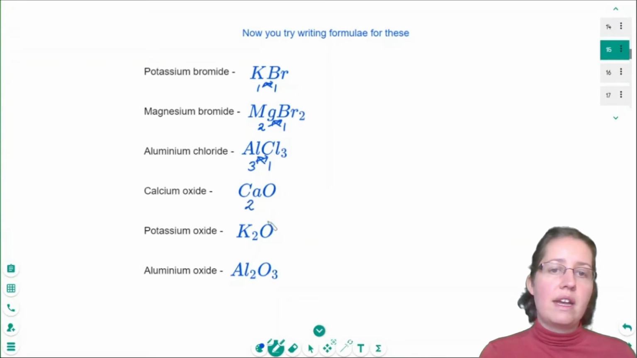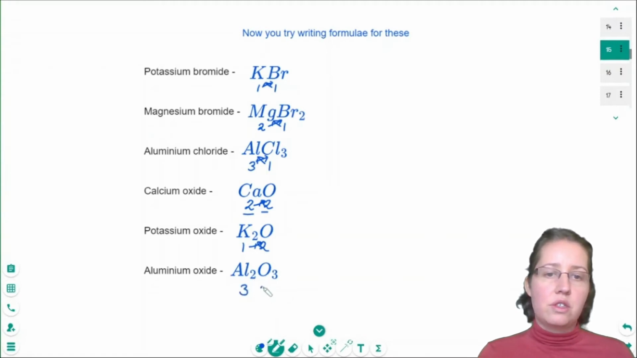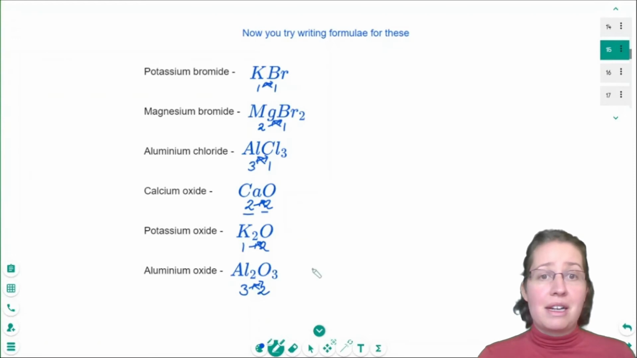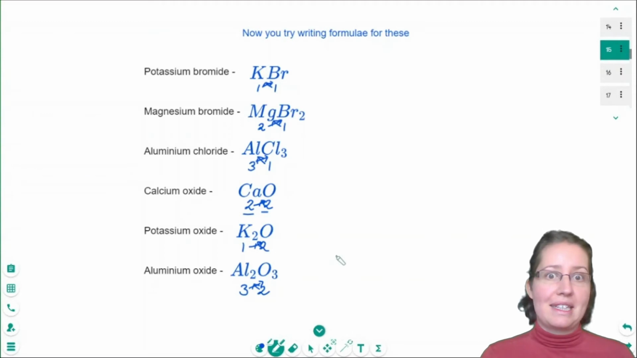Calcium group 2, valency 2, oxygen group 6, valency 2, cross and cancel, giving CaO. They are both 2s. Potassium oxide, potassium group 1, valency 1, oxygen group 6, valency 2, cross them over, giving K2O. And then aluminium group 3, valency 3, oxygen group 6, valency 2, cross them over and you get Al2O3. You will get to the point as you practice writing formulae that you will come to recognise which groups your common elements are in, which also makes it a lot quicker.